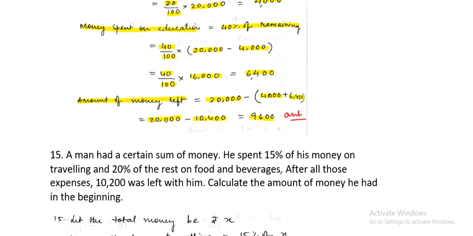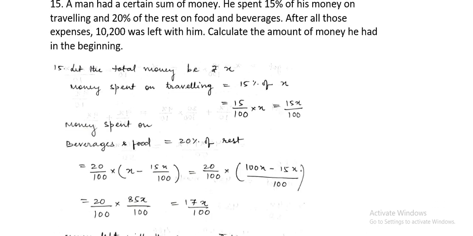Let's see question number 15 now. What is there in question number 15? In question number 15, it's saying that a man had a certain sum of money. He spent 15% of his money on traveling and 20% of the rest on food and beverages. Now, after all those expenses, only 10,200 was left with him. So now we have to calculate the amount of money he had in the beginning. That means we need to find the total money.